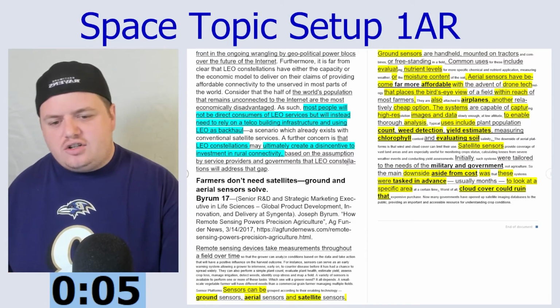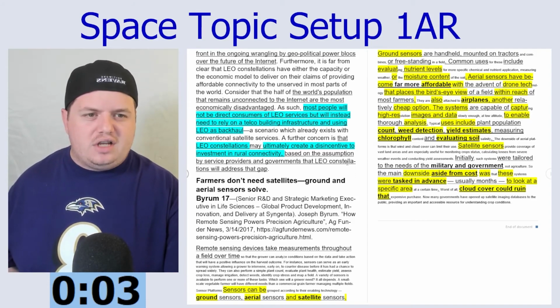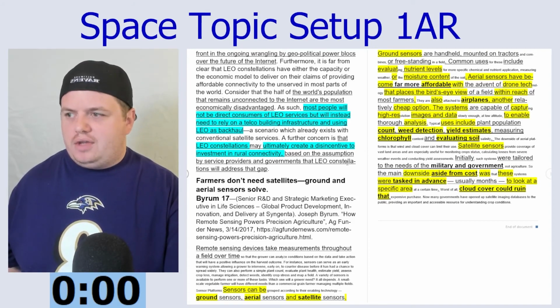Fireman 17: Sensors can be ground, aerial, and satellite. Ground sensors evaluate nutrition levels or moisture content. Aerial sensors... Thank you, and please vote for the affirmative.